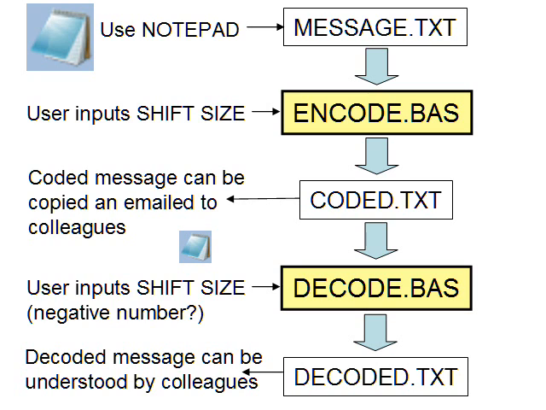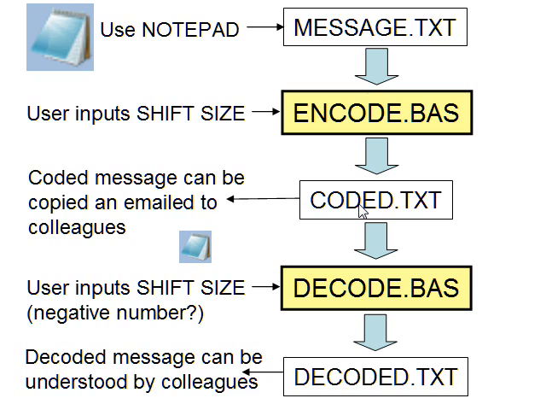Then the encode.bas program will read it, ask the user how many places to shift it, do the shift, and save a new version of the message in shifted format. In my diagram, I've called it coded.text. The coded text message can then be emailed or copied to your colleagues, and anyone intercepting it will not be able to easily understand it unless they know how many places it's been shifted and they have a decode program.